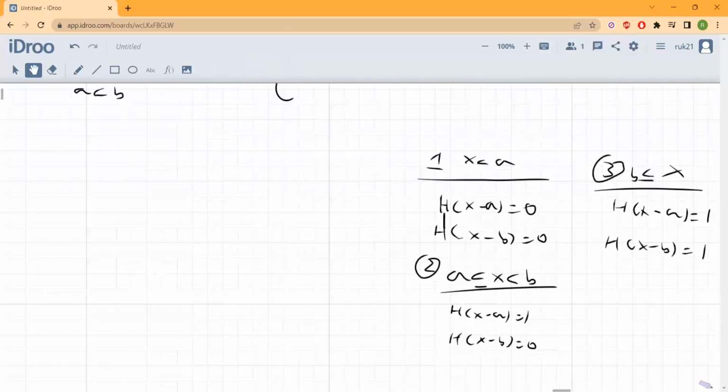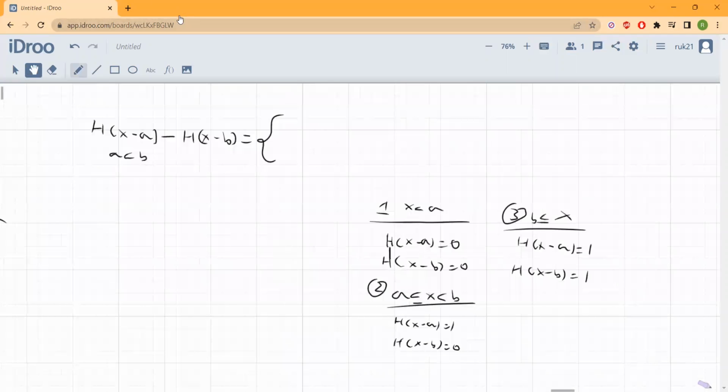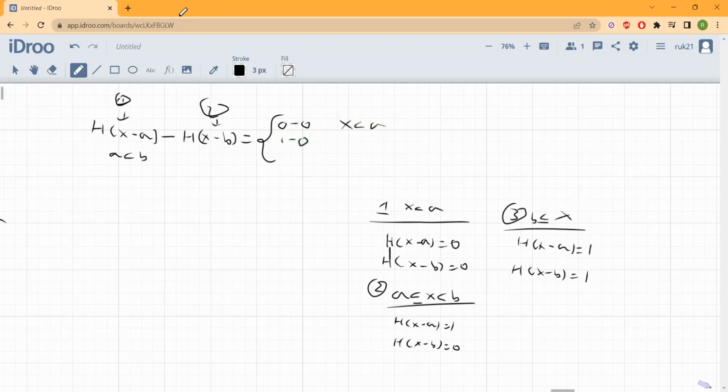So what I did here, just to re-explain quickly, is I took both of my functions that you can see embedded in here, one function and another function, and I just split them off and said what would happen to them in each of the 3 cases. And now if we look at it, when x is smaller than a, we're going to have a result of 0 minus 0. And we're going to get 1 minus 0 when x is bigger or equal to a, but smaller than b.